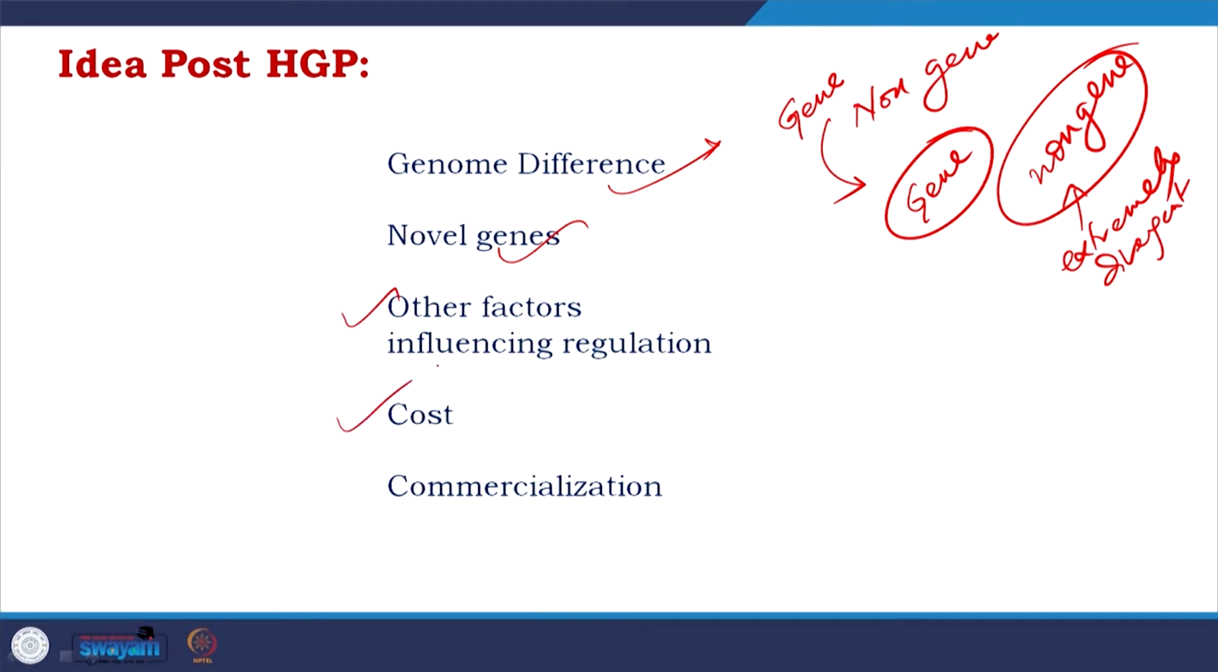Cost I have already talked about. And now commercialization, when the cost is going lower. Now you spend around $100 and it is possible for you to get your genome. So in that situation, the wait and watch game I was talking about is now changed. You don't now wait for me.